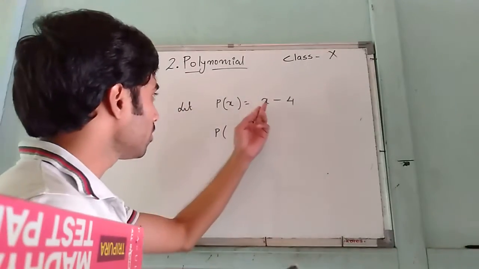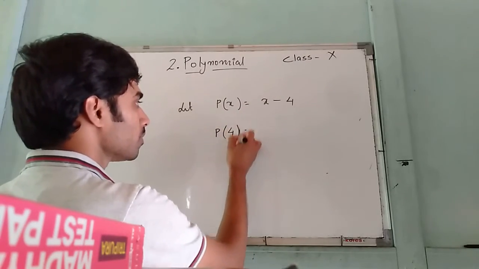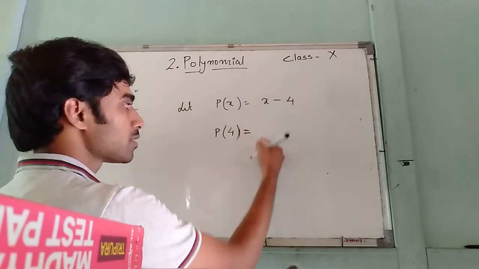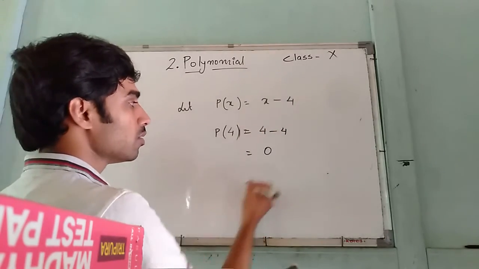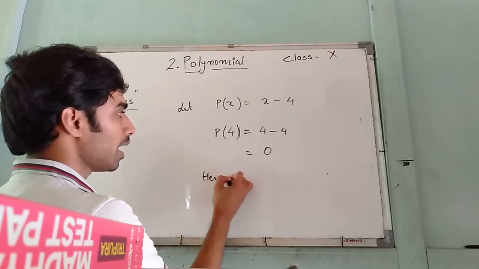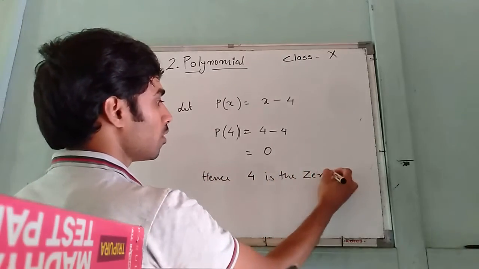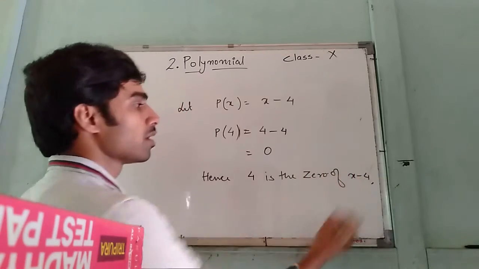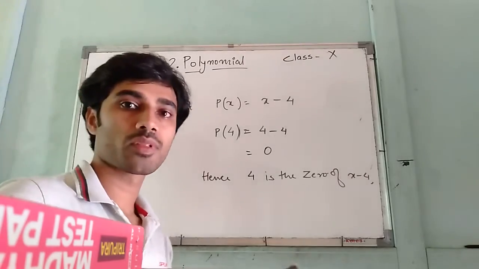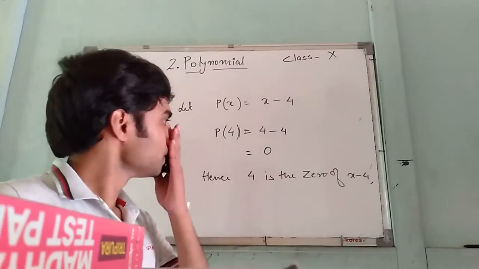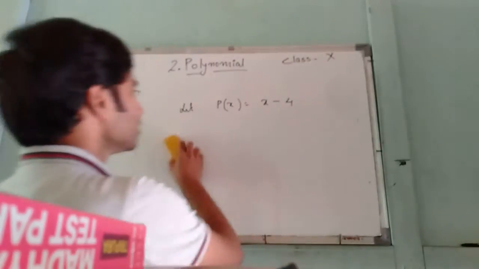By looking at this, we can say, if we put 4 in place of x, then 4 minus 4 is 0. Hence 4 is the zero of x minus 4. Hope you have understood it. Let's go to another topic.